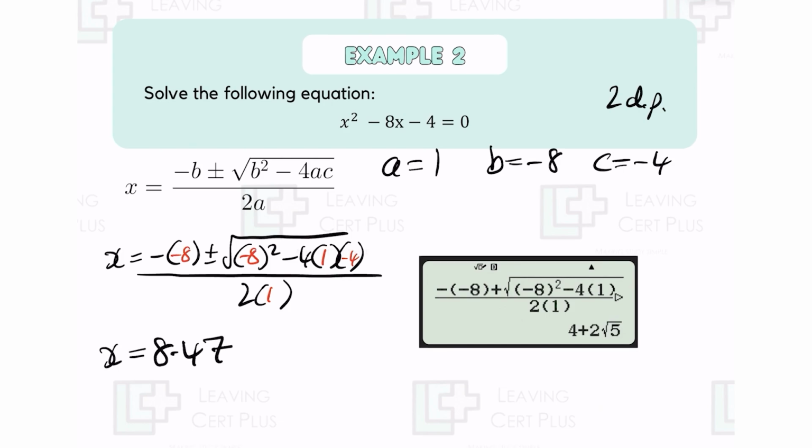And then arrow back up to get your second root. So change the plus that's up here to a minus and get your second root. And the second answer is x equals minus 0.47. And you are done. So now I'm going to give you a question to try.